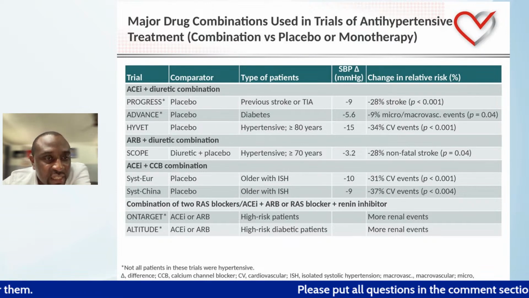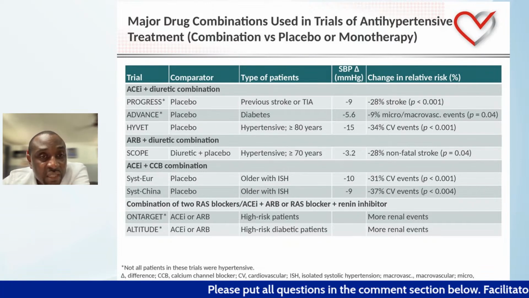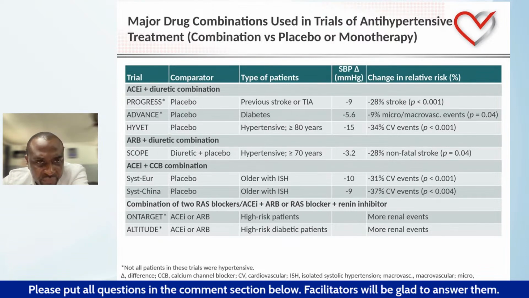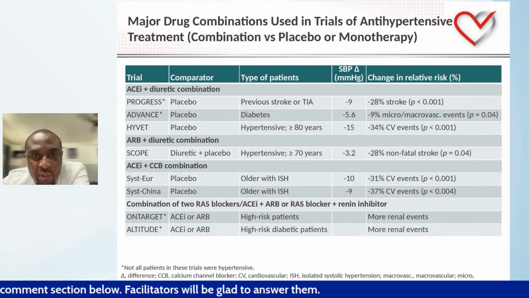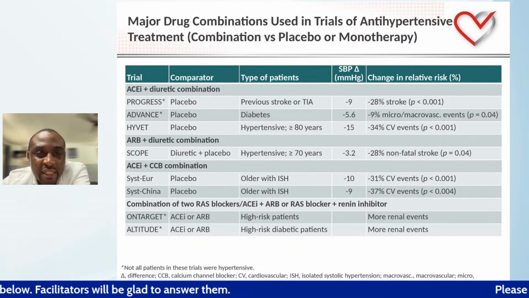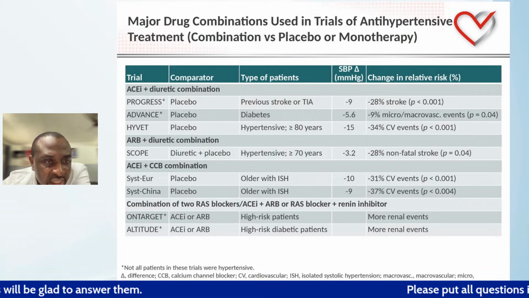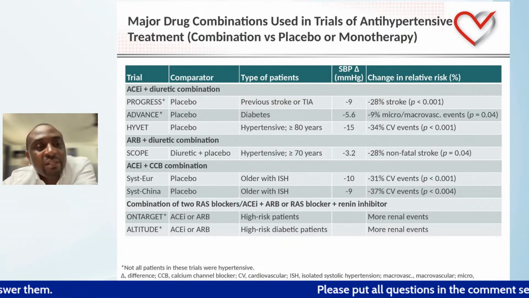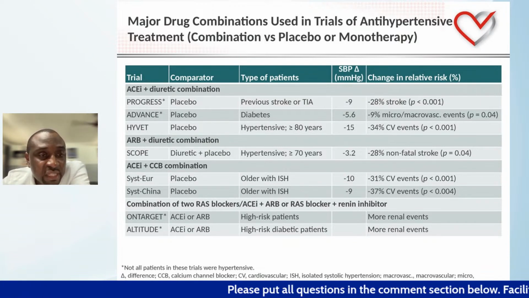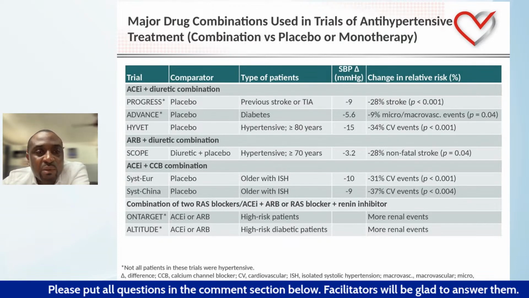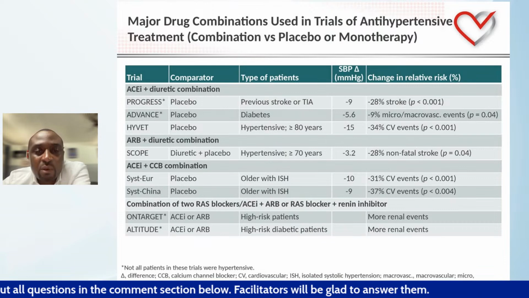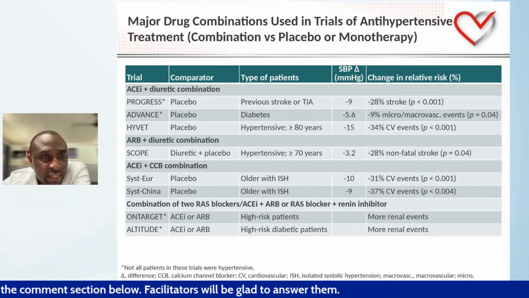Now, if you combine an ACE inhibitor with a calcium channel blocker, as was done in the older population with isolated systolic hypertension, there was a 31% reduction in cardiovascular events. This was done in the Syst-Eur trial that was done in Europe. A similar thing was done in China, I should say, in the older population, and there was benefit in terms of risk reduction.